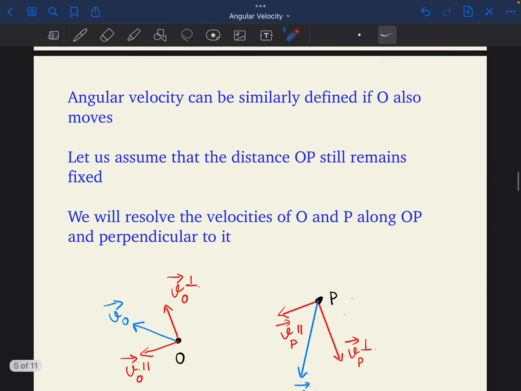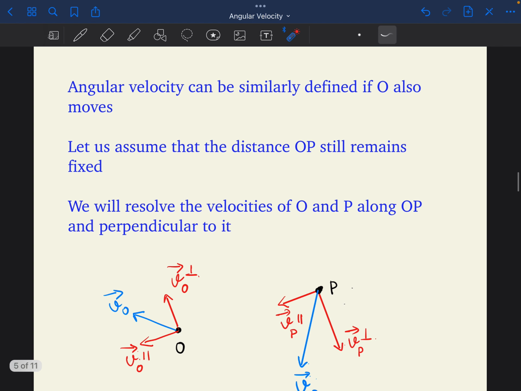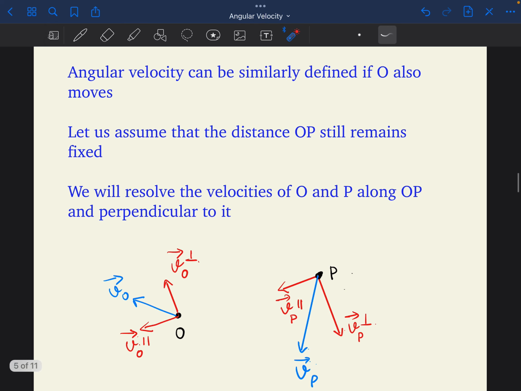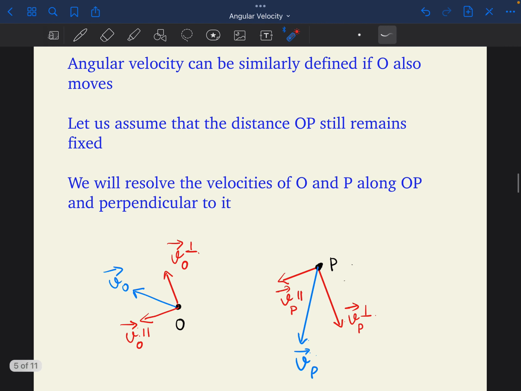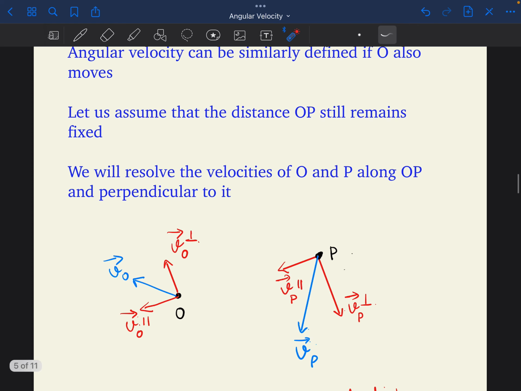Now let us go to the case where O is also moving. If the point O is also moving, then also we can define the angular velocity in exactly the same way. Let us now jump into this case. What is this case exactly? So there is a point O and there is a point P. Both are moving, but they are moving in a particular way such that their velocities are such at every instant that the distance OP remains constant, right? So this is a diagram of a particular instant.